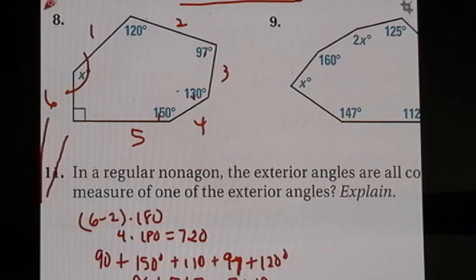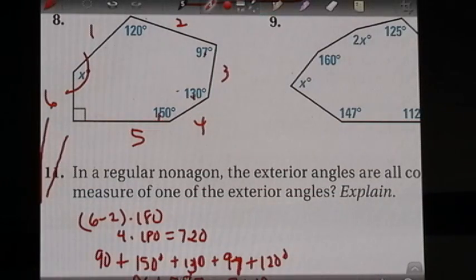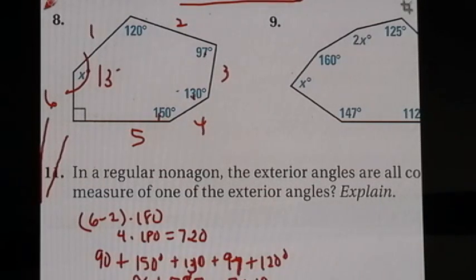Let's try that one more time. Oh, this is 130, that's why. Okay, I was off by 10. So it's going to be minus 587. Okay, I'm going to unclutter this. So you should have gotten 133. X is 133.